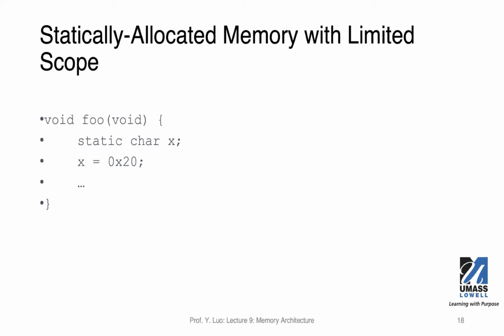We can also statically allocate memory space for a variable with limited scope. In this example, we have a function foo, and inside the function I declare a variable x again, of character type. But before that, I have a keyword called static. This static will make sure that this variable, even though it's declared inside a function, will be allocated in statically allocated memory, so that it will retain its value even after this function ends, or when you get out of the function.